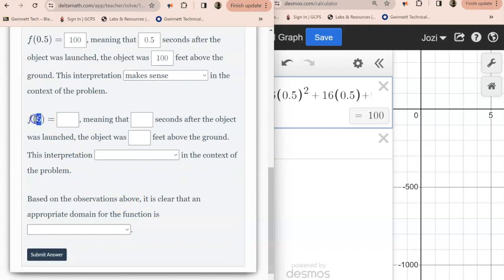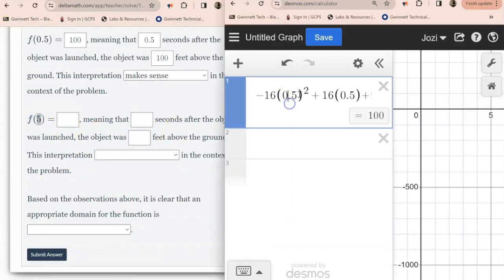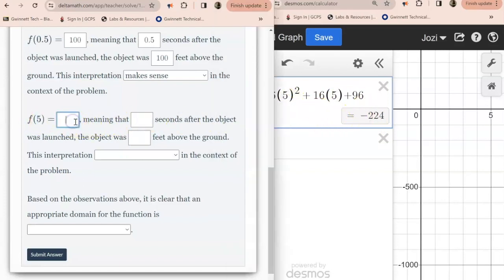All right, f of 5, that means everywhere I see x, I'm going to replace it with 5. Everywhere I see x, which is the parentheses, I'm going to replace it with 5. So f of 5 is equal to negative 224. Meaning that 5 seconds, because that's x, right? 5 seconds after the object was launched, the object was negative 224 feet above the ground.